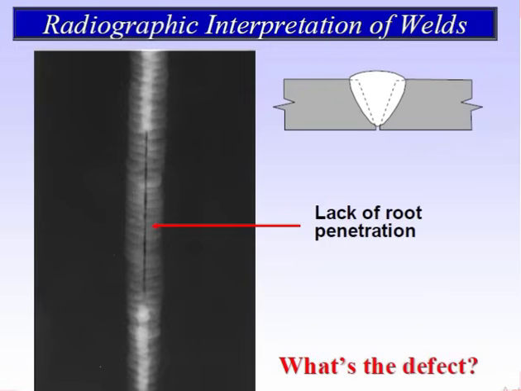You can see here, from here to here, a black mark is coming. So this area has not been penetrated. This is the defect, called lack of root penetration. We have to find out and understand what the defect is from the image. So the image is showing this type of defect, which means this is lack of root penetration.